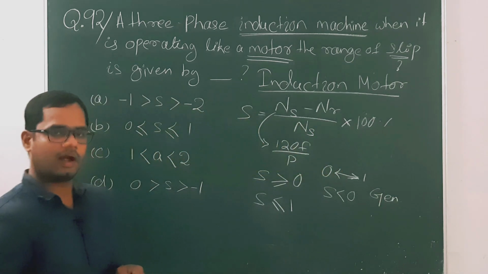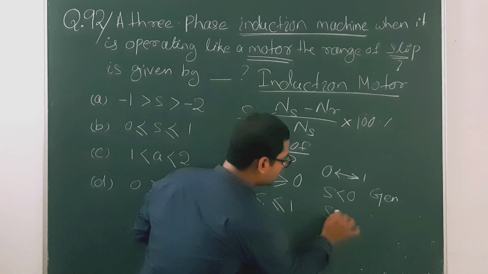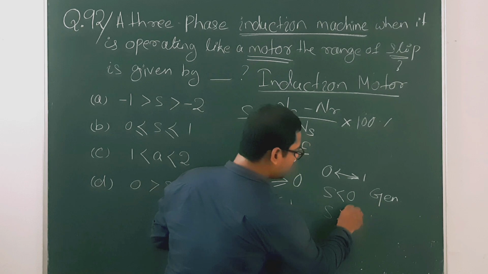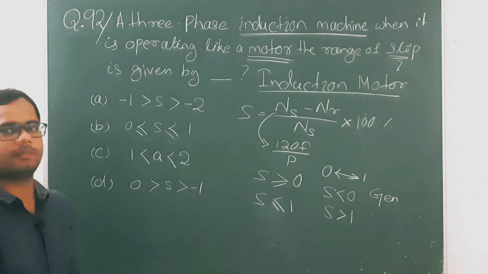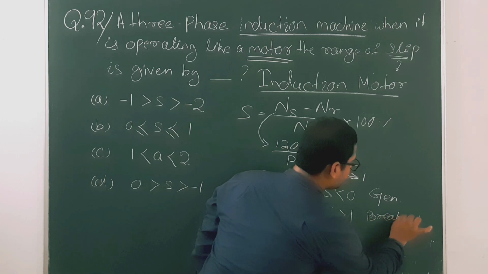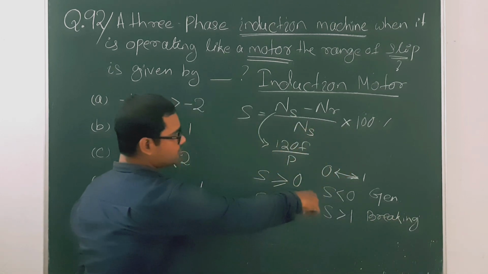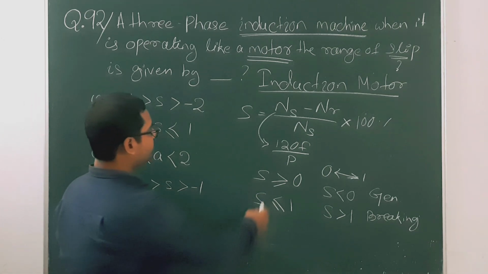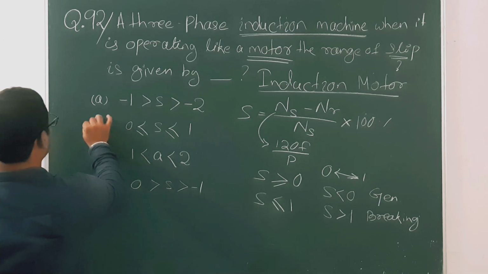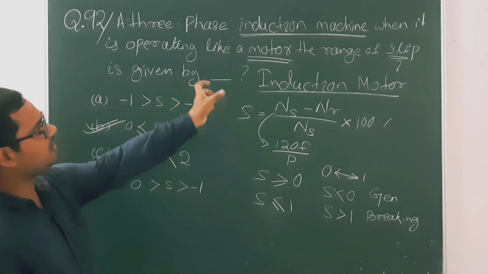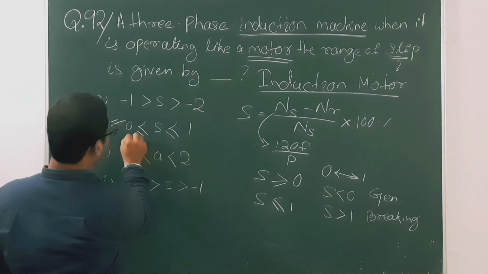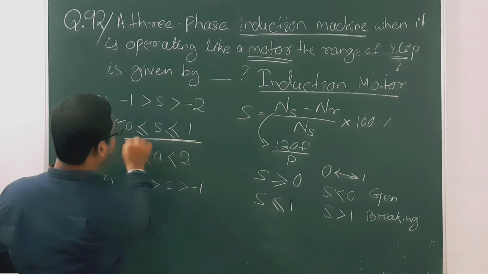And if S is greater than 1, it will be in the braking stage. These are also two stages, and you have to remember them. From the four options, option B will be the correct choice, because for operation of the induction motor, the slip range will vary from 0 to 1.